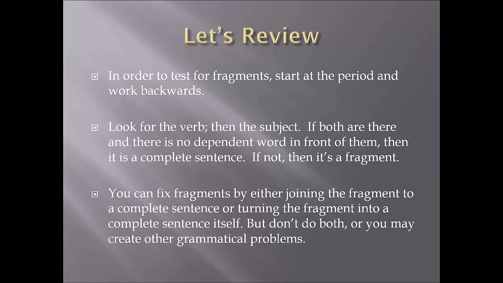Let's review. In order to test for fragments, start at the period and work backwards. Look for the verb, then the subject. If both are there, and there is no dependent word in front of them, then it is a complete sentence. If not, then it's a fragment. You can fix fragments by either joining the fragment to a complete sentence or by turning the fragment into a complete sentence itself. But don't do both, or you may create other grammatical problems. In the next lecture, we will learn how to identify and fix run-ons.